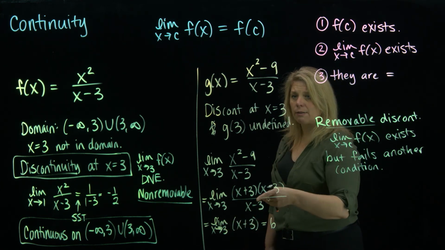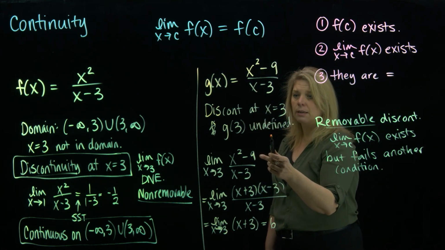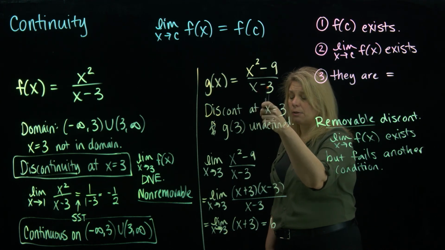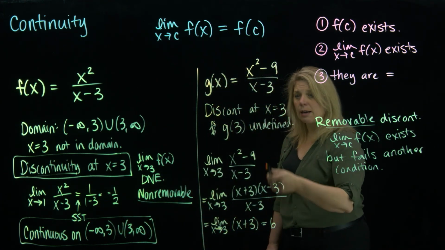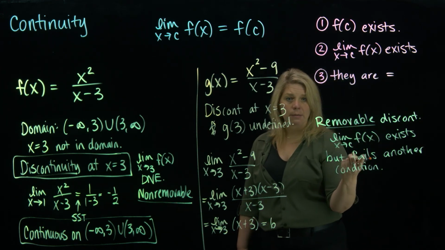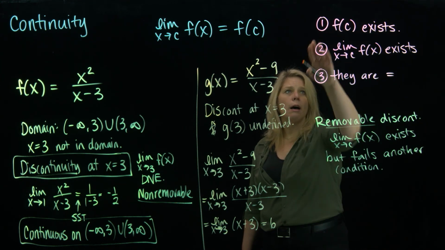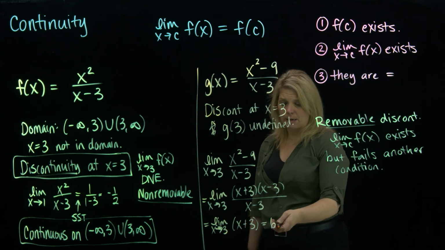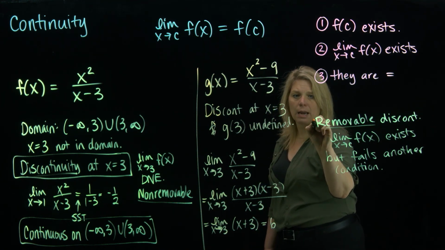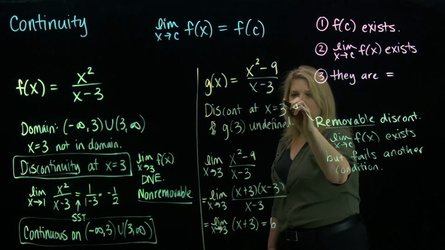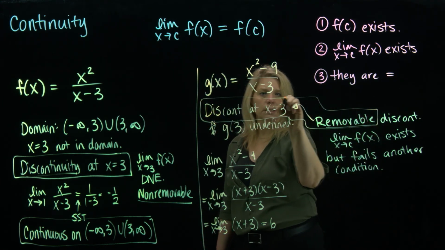Okay, so for this second function, we have a discontinuity at x equals 3 because the function's undefined. That's the only place there is a discontinuity, for the same reason that we talked about over here. But for this one, because the limit exists at that point but fails the condition about the function being defined, this discontinuity is a removable discontinuity. So this one is a removable discontinuity at x equals 3.